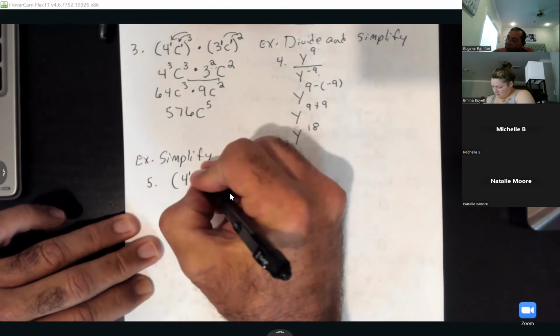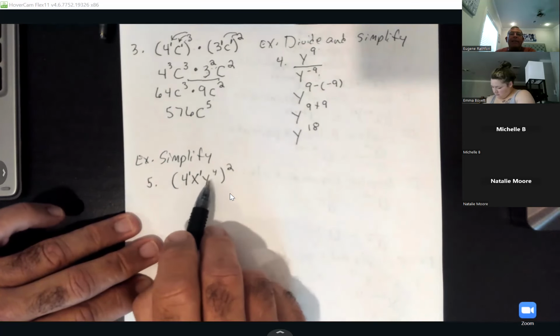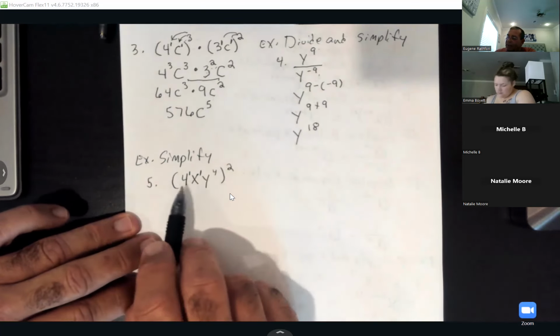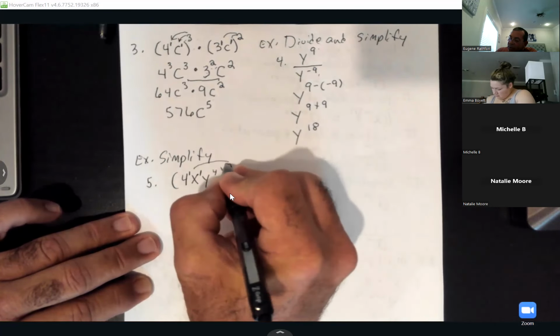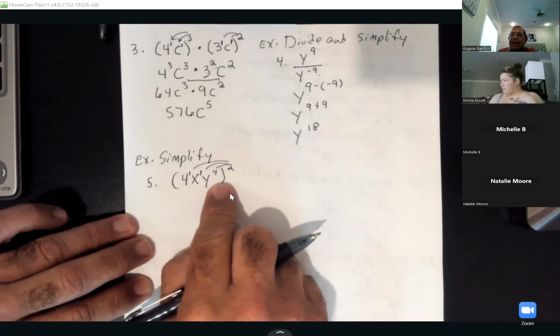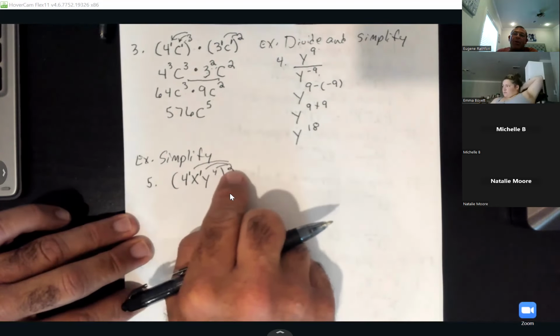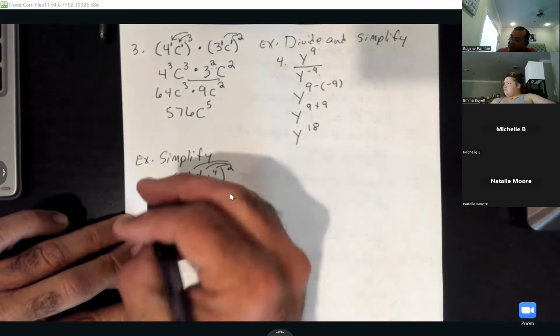The 4 needs a 1 by it, and the x needs a 1 by it. The y has a 4 by it. So to get rid of our parentheses, we got to distribute that 2 times all the exponents inside. So remember, when you got an exponent following parentheses, you multiply it by all the inside exponents.